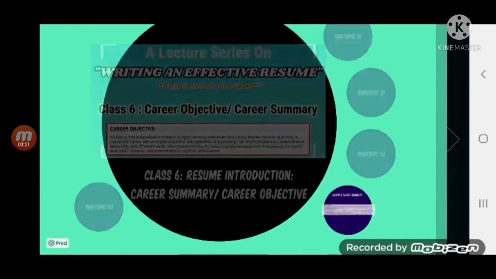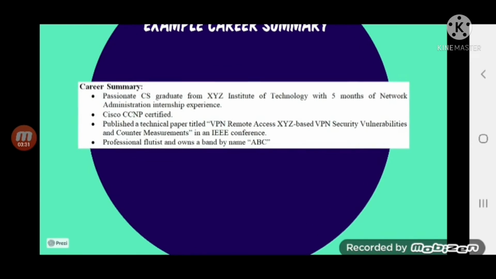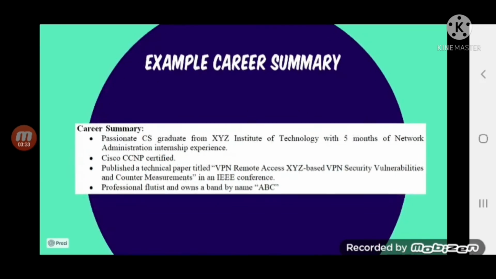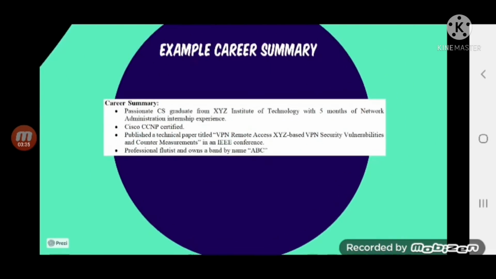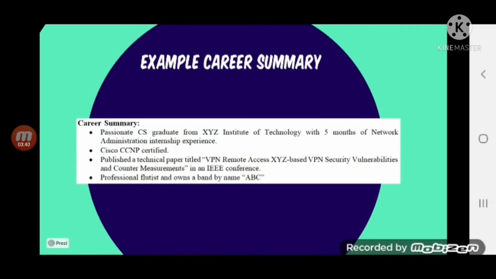Now, what's a career summary? Well, career statement is many a times a one sentence. Career summary is more than one sentence which briefs about a candidate's profile. Going through a sample candidate's career summary, a passionate computer science graduate from XYZ Institute of Technology with 5 months of network administration internship experience.